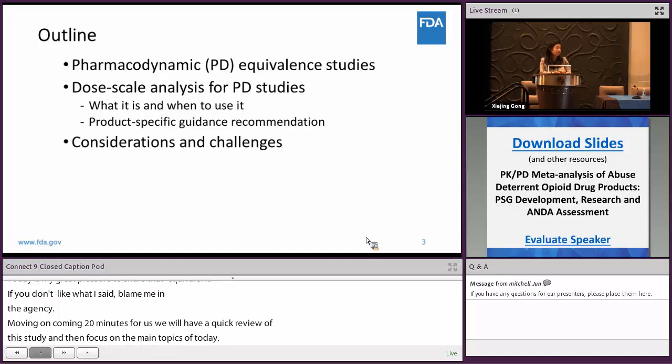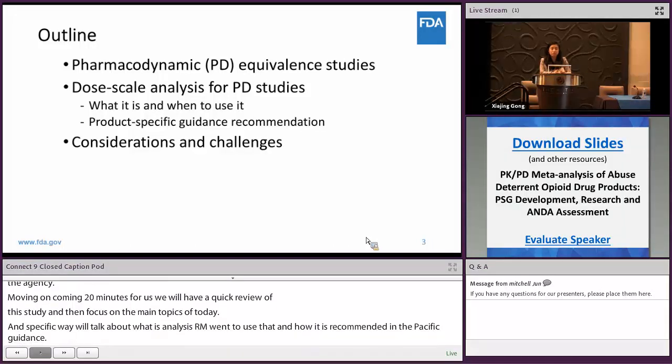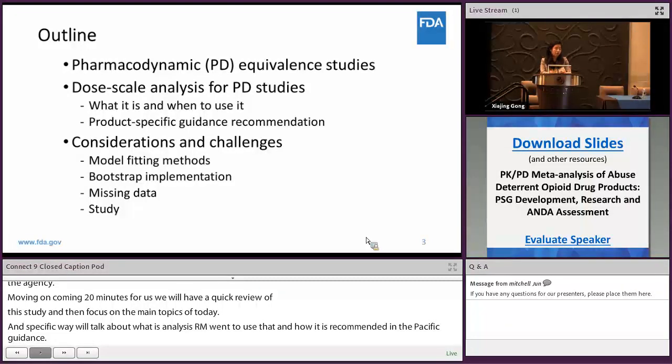And then we will discuss some considerations and challenges we encountered when we reviewed ANDAs regarding dose-scale analysis associated with different aspects, including model fitting methods, bootstrap implementation, missing data, and study design. While I talk about these points, I will use case examples as illustration.